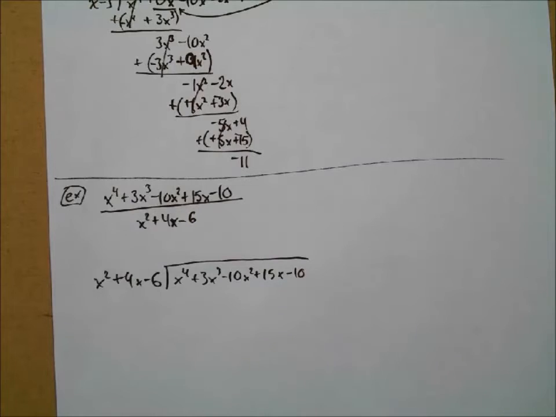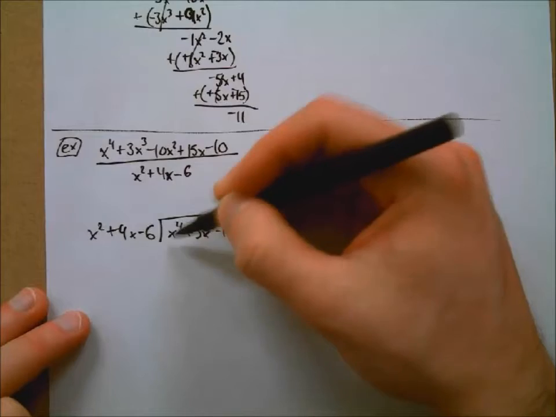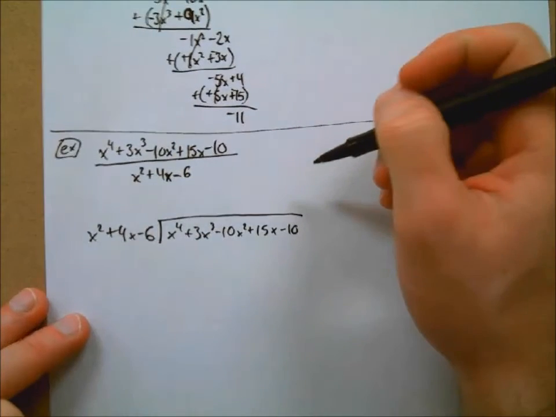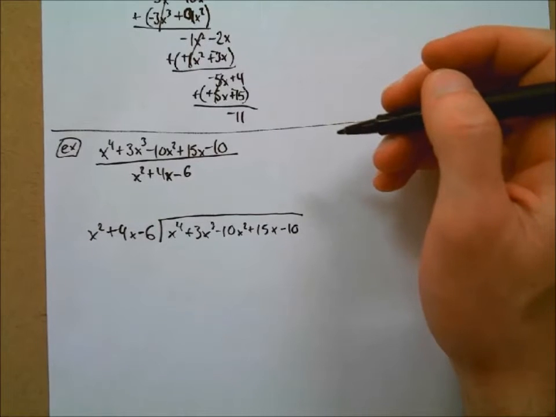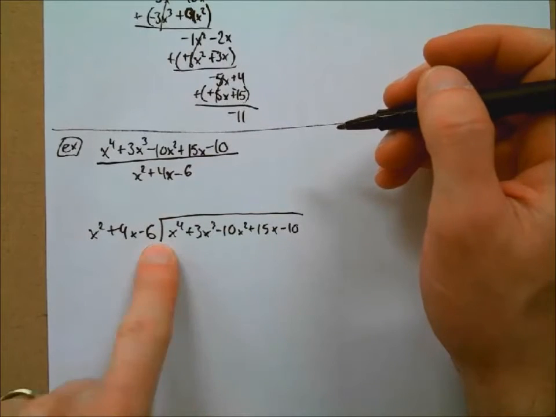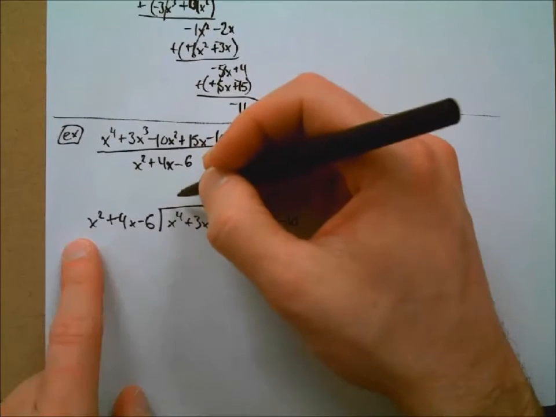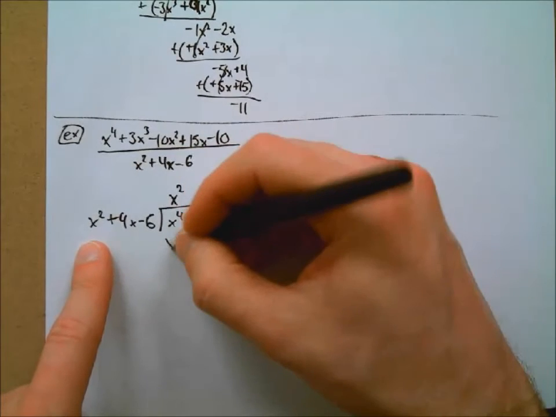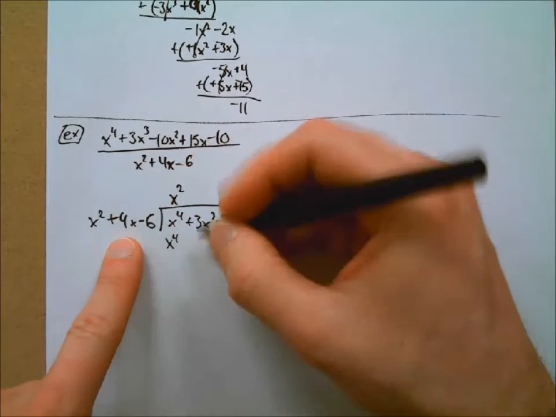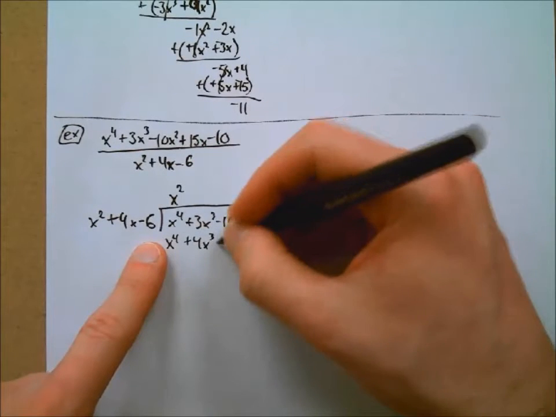So we ask ourselves the same question. Look at your lead term, x to the 4th, and your lead term here, x squared. By the way, if these are not in order from greatest to least, you need to put them in order from greatest to least. So here we have to multiply something by x squared to get x to the 4th, so that's going to be just x squared. So x squared times x squared, x to the 4th. X squared times 4x, 4x cubed. X squared times minus 6, minus 6x squared.